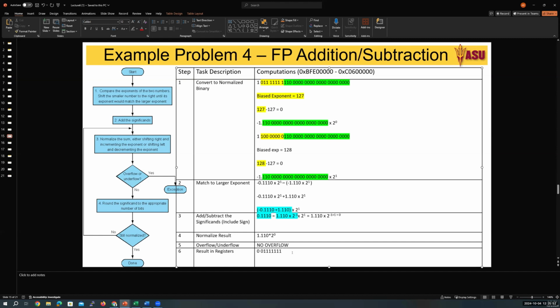Now, the next part is our mantissa, which is everything after that point. So here is going to be 1, 1, 0. Then we're going to add enough zeros to make it 23. That's 1, 2, 3, 4, 5, 6, 7, 8, 9, 10, 11, 12, 13, 14, 15, 16, 17, 18, 19, 20. So this is our answer as we have put it in our registers. This is the FP addition subtraction.